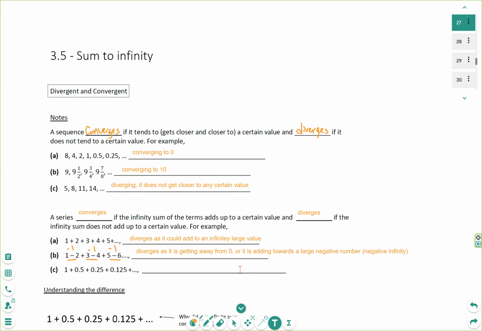But the next one, 1 plus 0.5 plus 0.25 plus 0.125. Now you can see the number we're adding each time is getting smaller and smaller. So the next one will be, what's half of 0.125? 0.065? 0.0675? Let me put it in a calculator. 0.125 divided by 2. Yep, 0.0625.